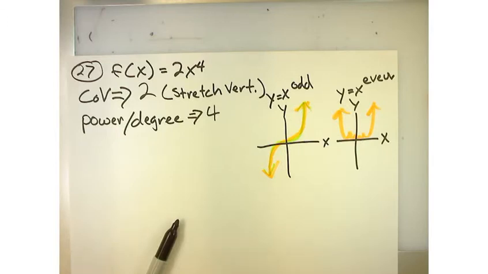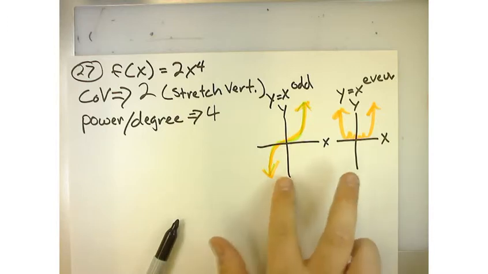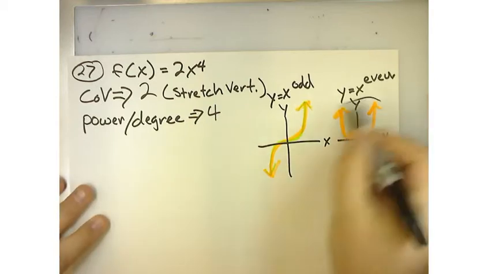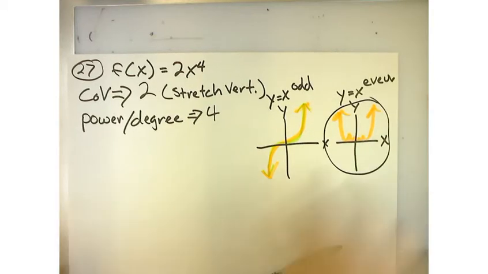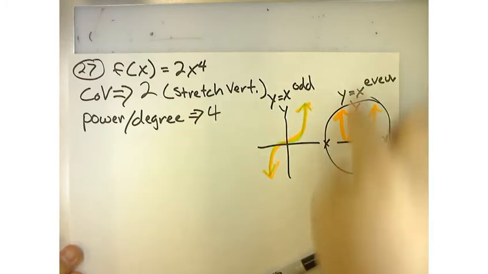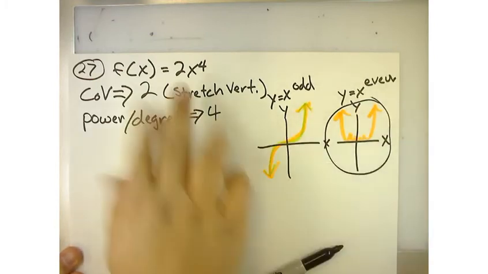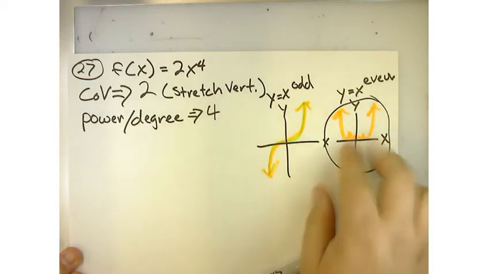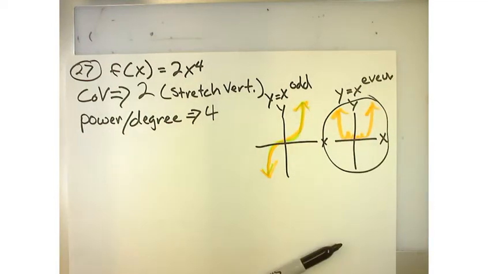It's a 4th degree. Four is even. Which one will it look like? This one. Now we could shift this left or right, we could shift it up or down, and if this was a polynomial, the different terms on the inside determine the behavior. But it's going to come in from the top and go out through the top every single time.